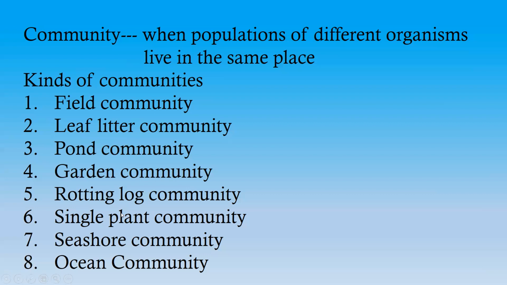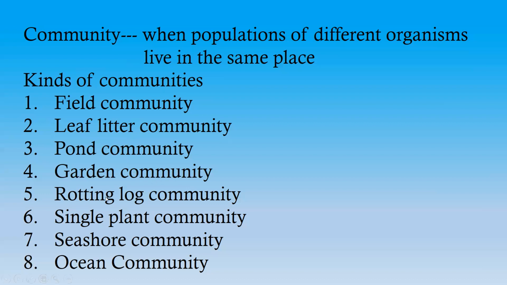Next we have the rotting log community. What are the organisms that you can see here? For example, we have earthworms, millipedes, centipedes, slugs, scorpions, and fungi such as Jew's ears and bracket fungus seen in a rotting log community. And we have also single plant community. Single plant, for example, one tree. What are the organisms that you can see? For example, ants, right? Ants, what else?